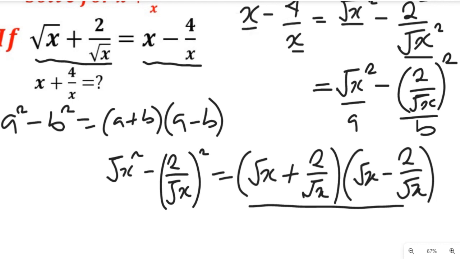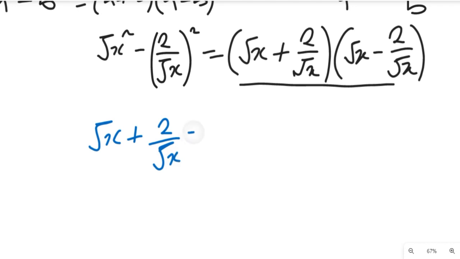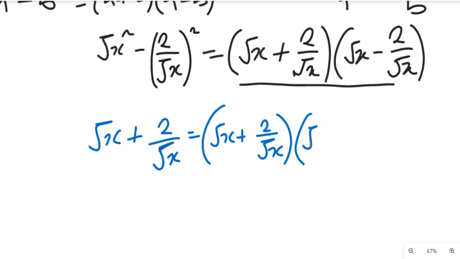So let's bring out this whole part to make the initial equation complete. If we bring out that whole part to make that initial equation complete, our expression will now become square root of x plus 2 divided by square root of x equal to square root of x plus 2 divided by square root of x multiplied by square root of x minus 2 divided by square root of x.